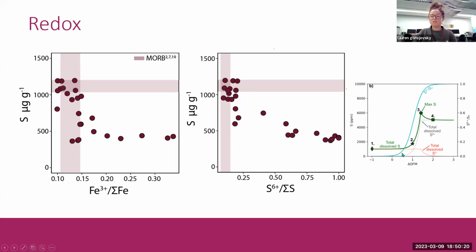We should be able to put more sulfur into a melt as we oxidize it, as demonstrated on this plot on the right. This line here shows you QFM 0, which is roughly where the intersect of this line is. We are capped at 1200 ppm, which we see, but as we increase oxidation, sulfur should also increase, which we do not see.